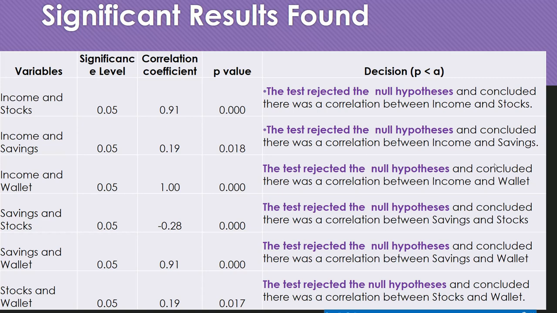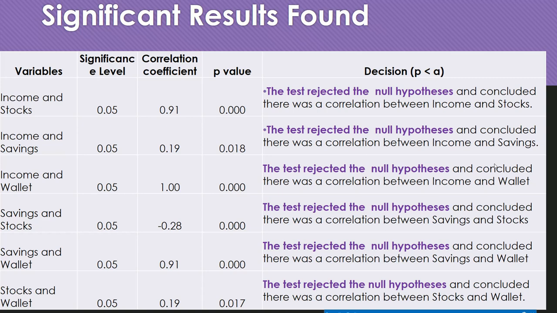In this table of summary results, the p-value was less than the alpha. As a result, the test rejected the null hypothesis and concluded that there was a correlation between the set of variables.